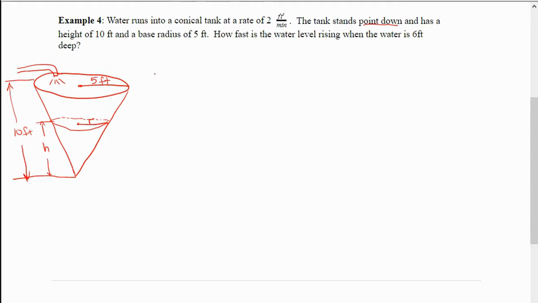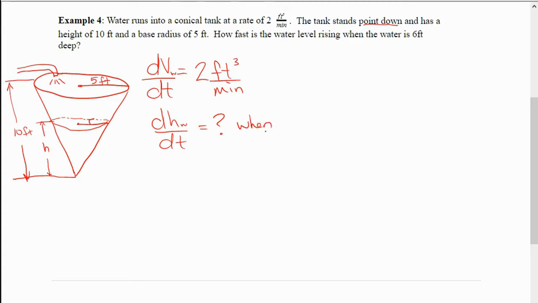So let's write out the information given to us in the problem. dV/dt of the water is 2 cubic feet per minute. Our next dimension is dh/dt, and this is of the water. You can put a little W there if you want to, just so that you don't forget. And that's what we don't know, but we want to know what it is when the height of the water is equal to 6 feet. Okay, so that's everything that the problem gives to us.